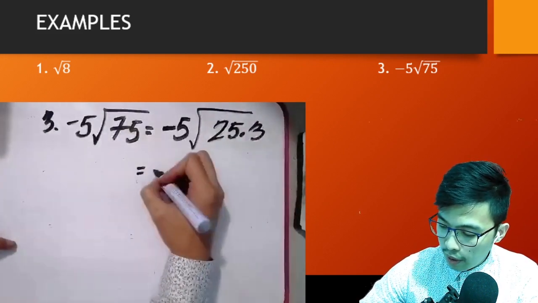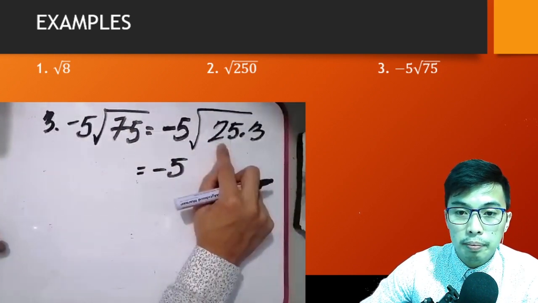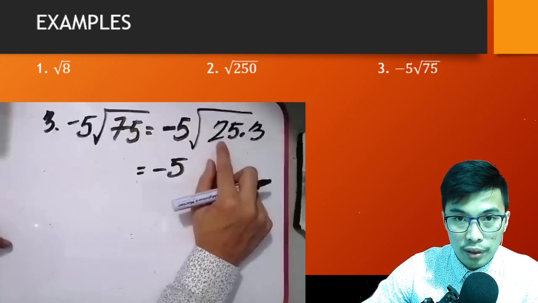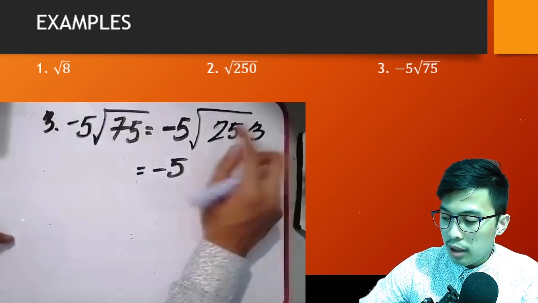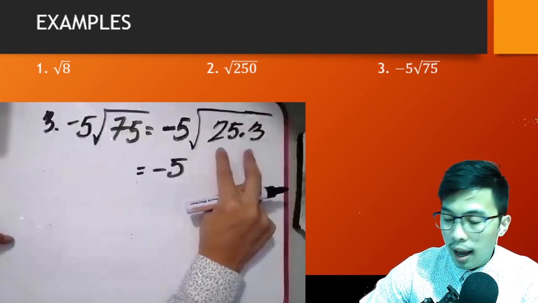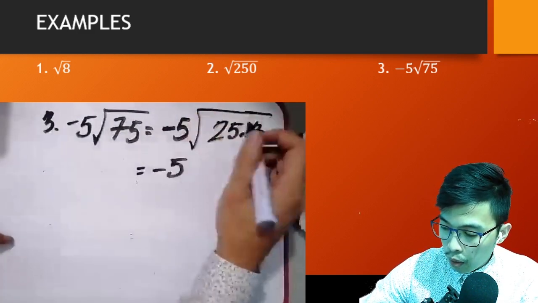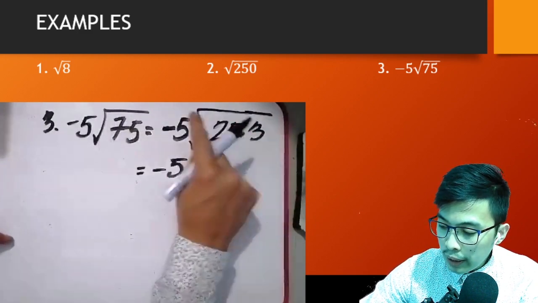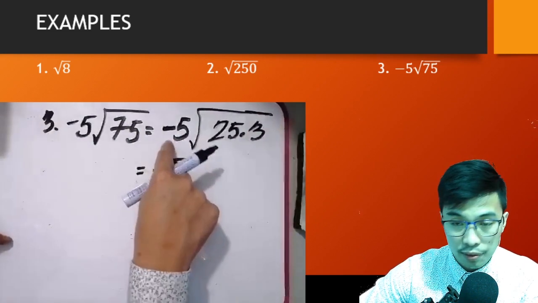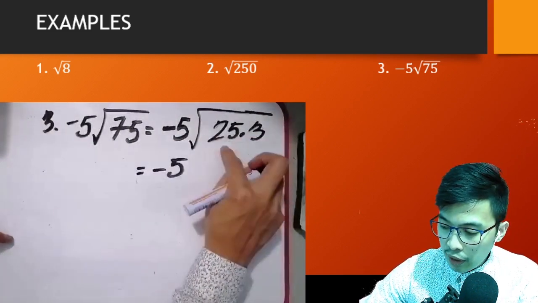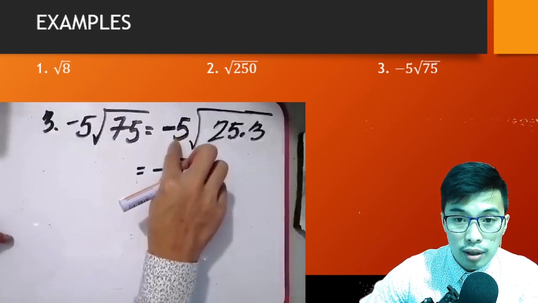Alright. So we write again, negative 5 here. And then, at this time, kukunin na natin yung square root ni 25. And the square root of 25 is equivalent. Okay, lalabas natin siya dito sa loob ng radical sign. And then, kapag nilabas na natin siya, okay, the square root of 25 will be multiplied to the number outside the radical sign, which is negative 5. Okay? So, the square root of 25 is 5. So, therefore, multiply lang natin siya dito kay negative 5.